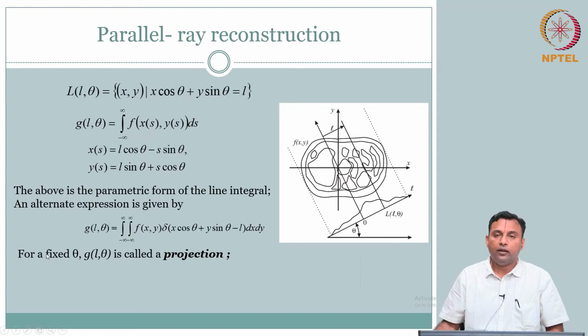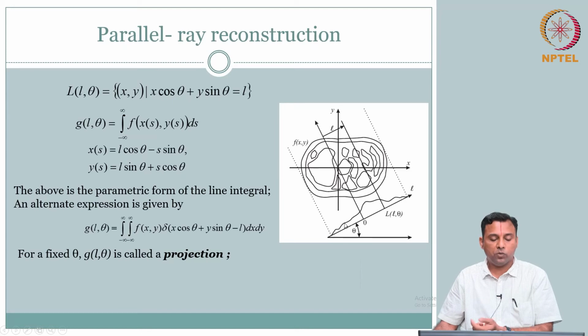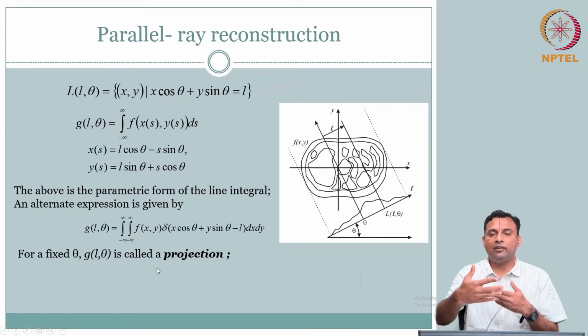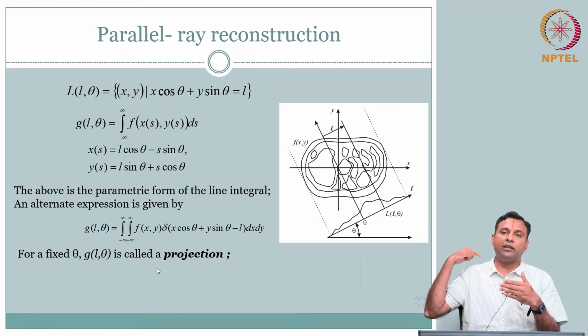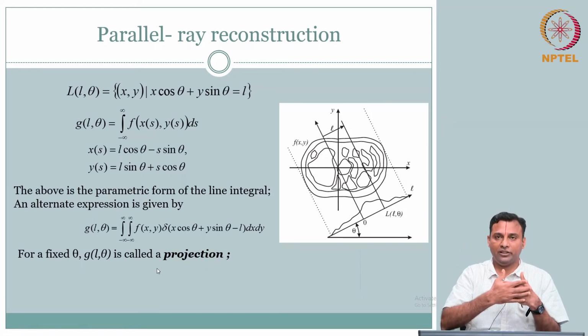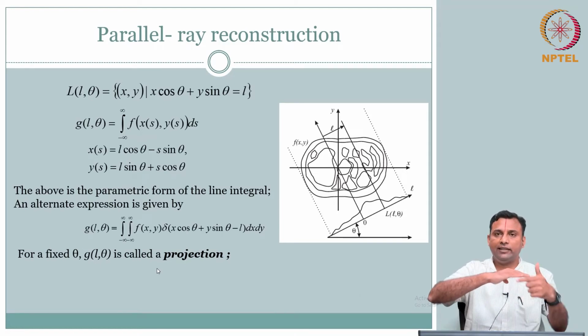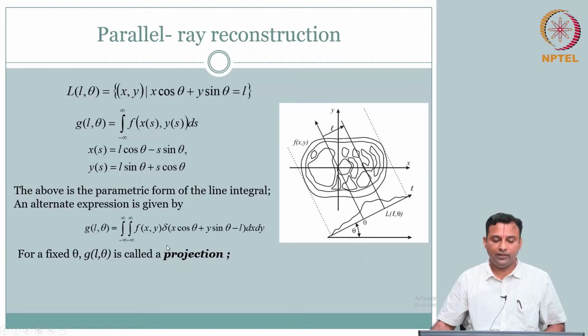So for a fixed theta, for example, here one theta is what I have shown. This is called the projection. Clear? You knew this from before, but we have just written it out mathematically. We talked about how this line integral is nothing but the projection. You are collapsing the third dimension. When we did projection radiography, here you are collapsing the slice to one line. So it is a projection. So g of l comma theta is called the projection, and this projection is at a particular theta. Likewise, what can I do?